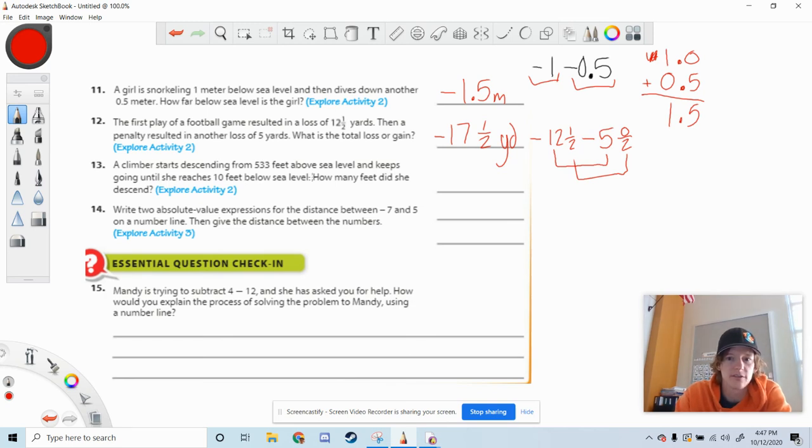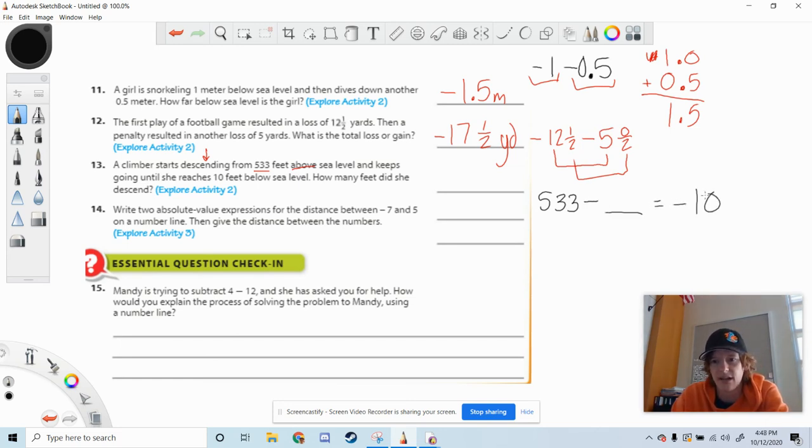A climber starts descending. So descending means going down, okay? But they're starting at 533 feet above sea level. So I'm going to start at 533. That's kind of hard to read. I'm going to go with black here. So 533. And they're starting to descend. Okay, and keeps going until she reaches 10 feet below sea level. So minus something equals -10 feet. How many feet did she descend?